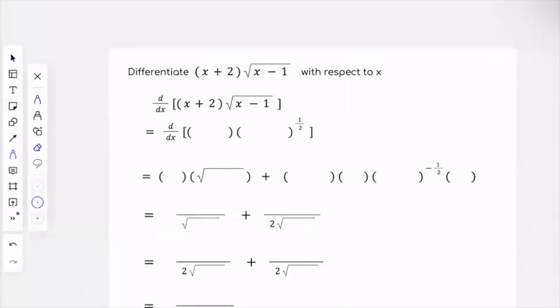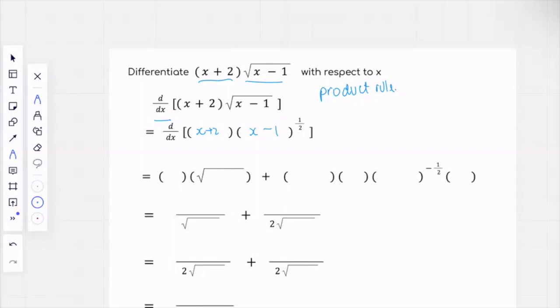Now we try this simple question. The question asks you to differentiate x plus 2 times square root of x minus 1. So we just do d/dx of (x plus 2) square root (x minus 1). We use the product rule. Very simple. But before we do the product rule, I think the root sign we convert into indices or power. So we put there x plus 2 times (x minus 1) power half.